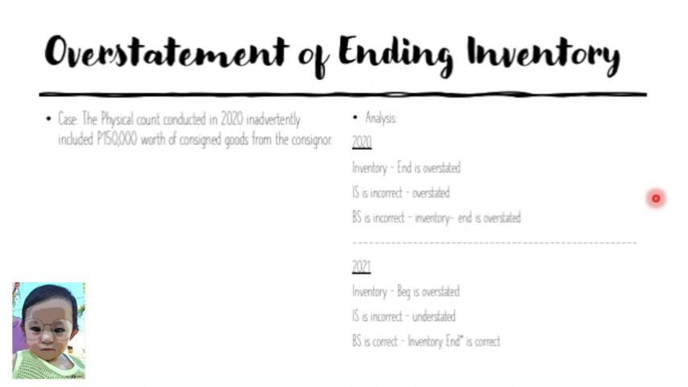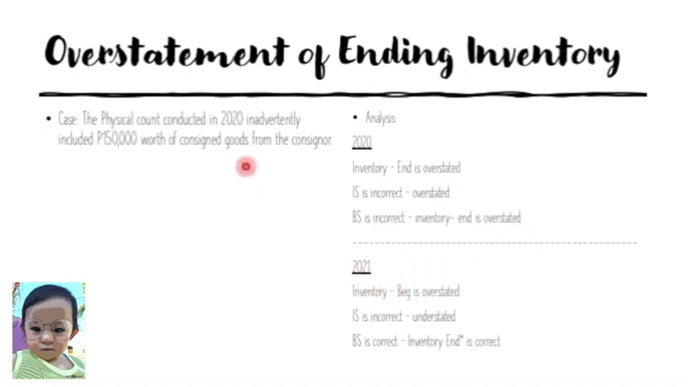Of course, inventory and net income, remember, the relationship is direct. So if inventory end is overstated, income statement is also overstated. So the balance sheet is incorrect. First, inventory end is overstated. Also, since net income is closed to retained earnings, retained earnings is also overstated.